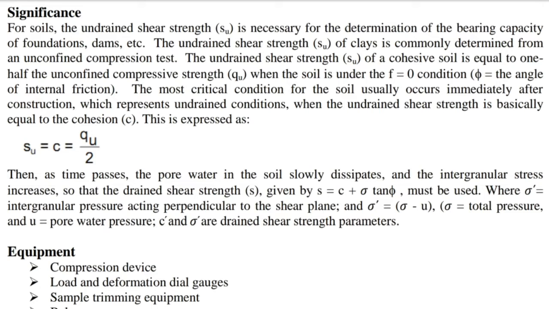As time passes, the pore water in the soil slowly dissipates and the intergranular stress increases, so the drained shear strength given by s equals c' plus sigma' tan phi must be used, where sigma' is the intergranular pressure acting perpendicular to the shear plane and sigma' equals sigma minus u. Sigma is the total pressure and u is the pore water pressure. c' and phi' are drained shear strength parameters.